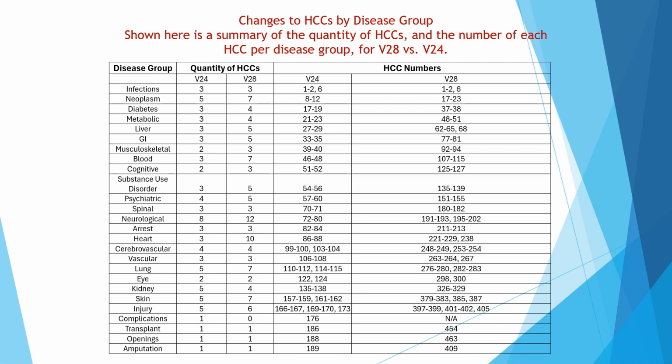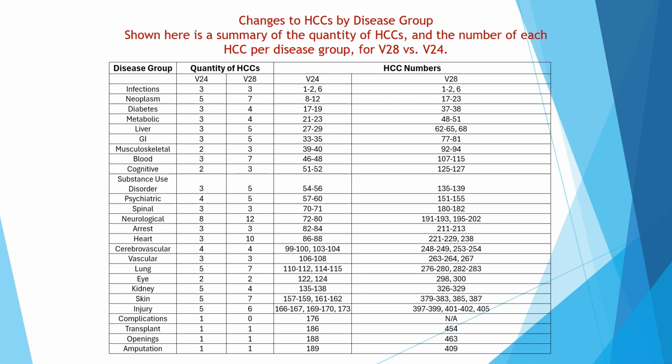Heart, quantity of HCCs for V24 is 3 while V28 is 10. HCC numbers for V24 is 86 to 88 and V28 is 221 to 229, 238. Cerebrovascular, quantity of HCCs for V24 is 4 while V28 is 4. HCC numbers for V24 is 99 to 100, 103 to 104 and V28 is 248 to 249, 253 to 254.